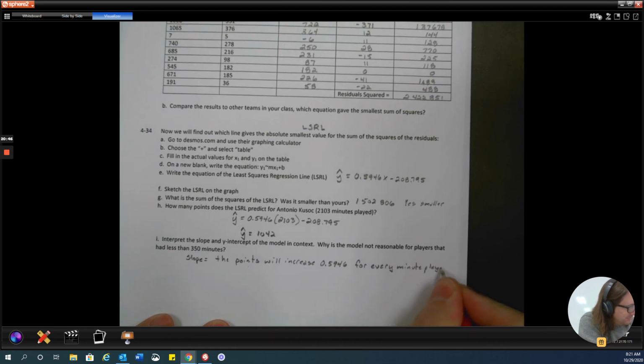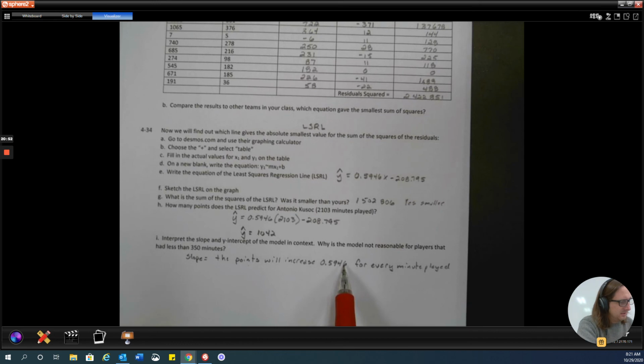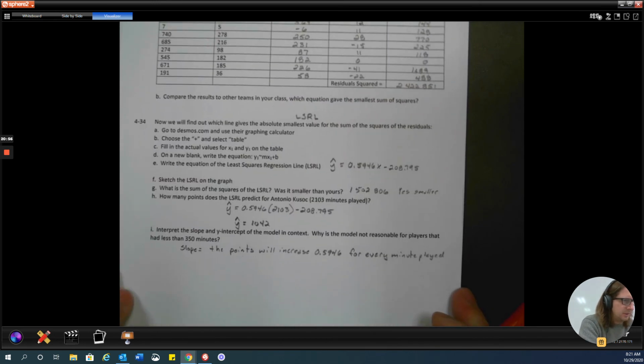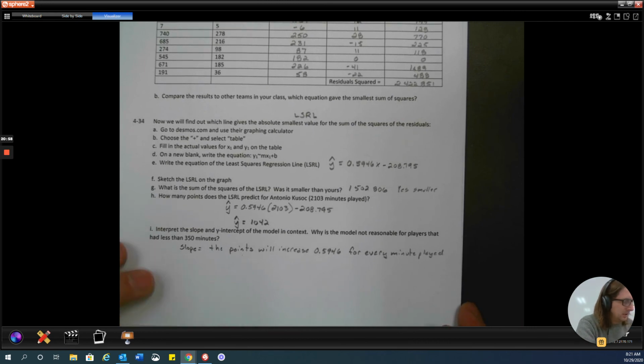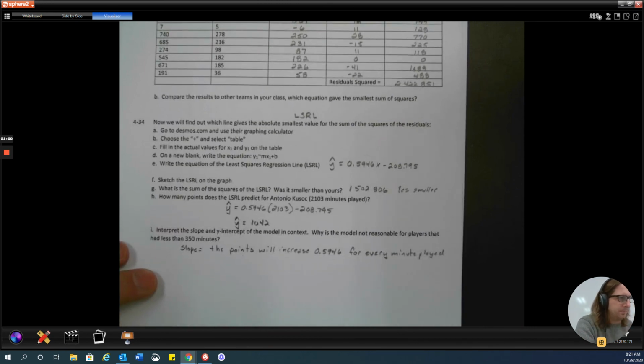And we have to ask ourselves, does that make sense? Yeah, it makes sense. The more time they play, the more points they'll make. And this says that for every minute they play, this is how many points they're going to make. So a little bit more than half a point per minute that they play, on average.